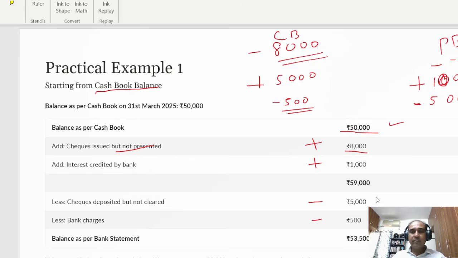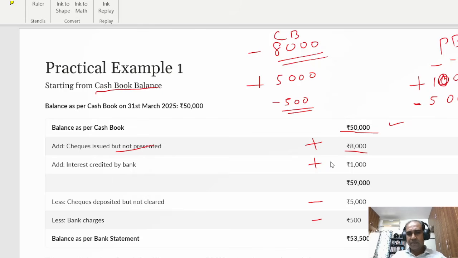There are four items which are causing this difference. One is checks issued, which will be added. Interest credited by the bank: the bank has credited the interest, but we are not aware of it. So in the reconciliation statement, we will increase the balance by 1,000 rupees.